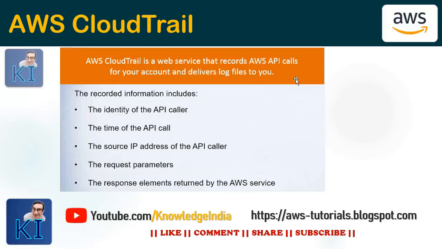The response elements returned by the AWS service. When an API call happens, in return you get something. For example, let's say you are trying to create an EC2 instance, probably you will get back the instance ID, which is an automatically generated ID from the AWS side. There might be a few more parameters. It differs from API to API, but for that API, whatever response comes back, that also gets recorded by CloudTrail. So those are the things. We'll try to see more of how a particular log entry looks like.